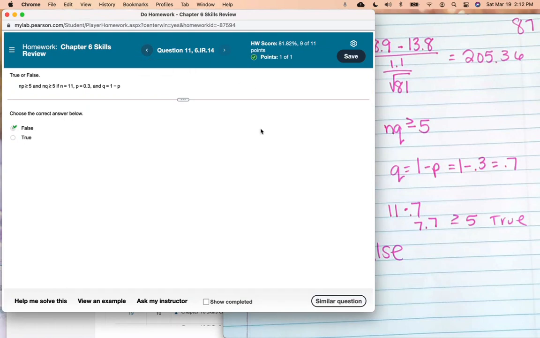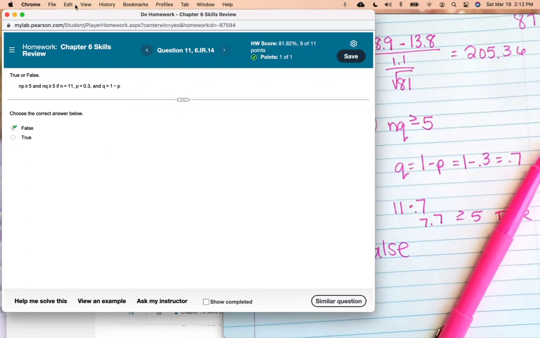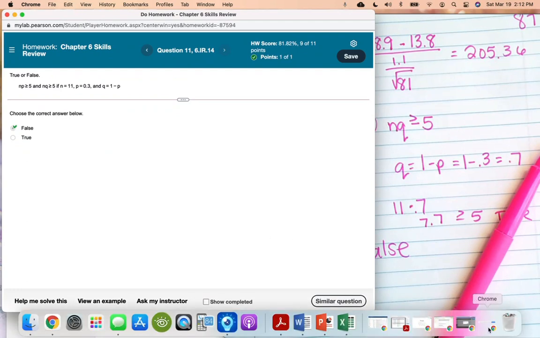Looks like we have completed all of the Chapter 6 skills review. So make sure you complete your assignment for the Chapter 6 skills review.